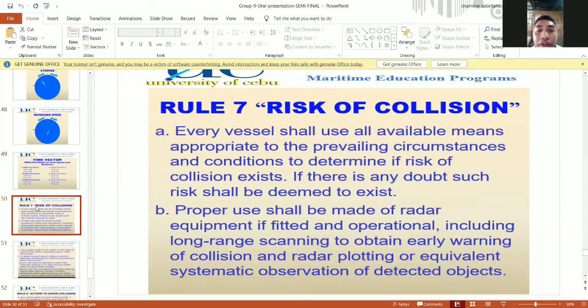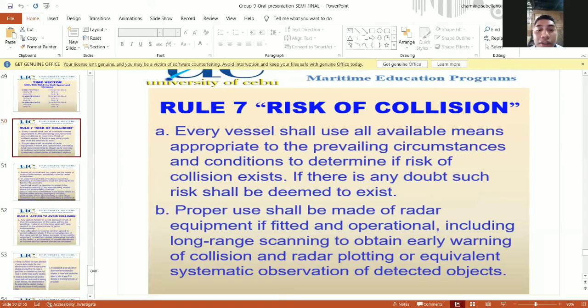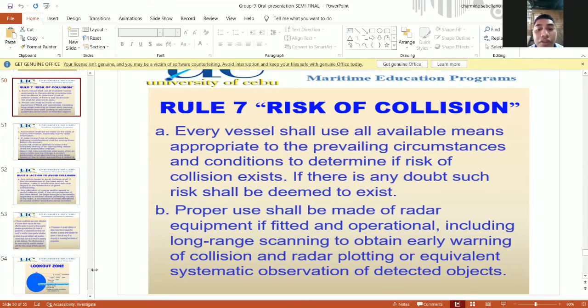So Rule 7, risk of collision. Paragraph A, every vessel shall use all available means appropriate to prevailing circumstances and conditions to determine if risk of collision exists. If there is any doubt, such risk shall be deemed to exist. Paragraph B, proper use shall be made of radar equipment if fitted and operational, including long-range scanning, to obtain early warning of collision and radar plotting or equivalent systematic observation of detected objects. Next slide, please.